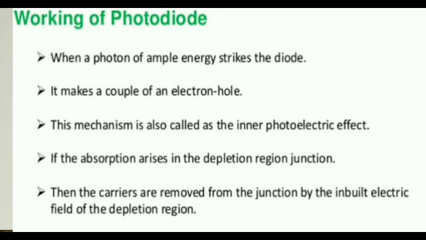If the absorption arises in the depletion region junction, what will happen? Absorption will take place, right? Which absorption? The electron-hole absorption. And then the carriers are removed from the junction by the inbuilt electric field of the depletion region. Which are removed? Electron holes will be removed.